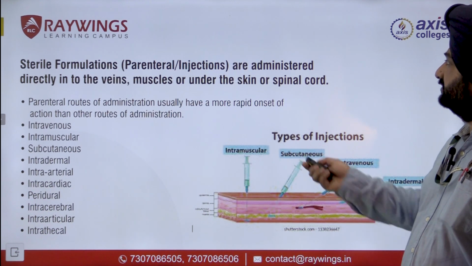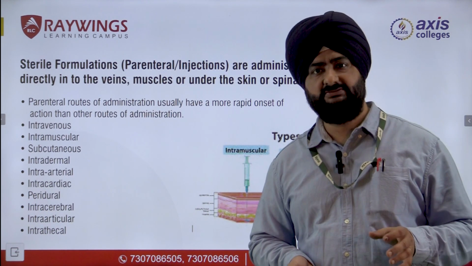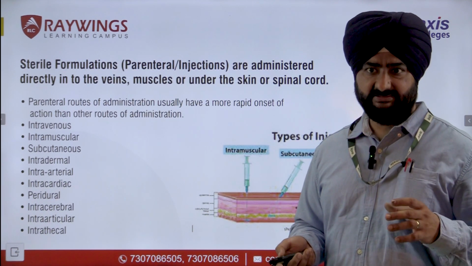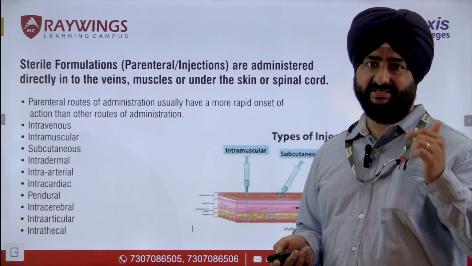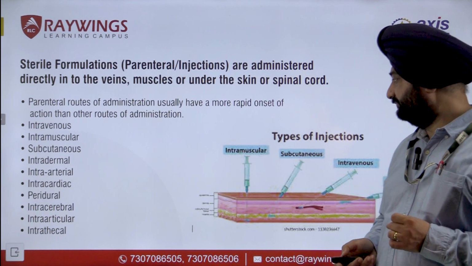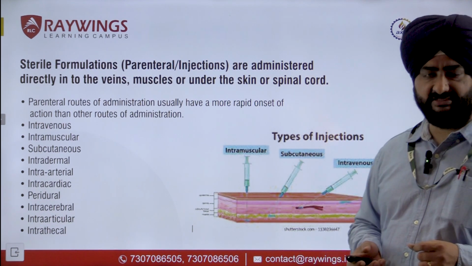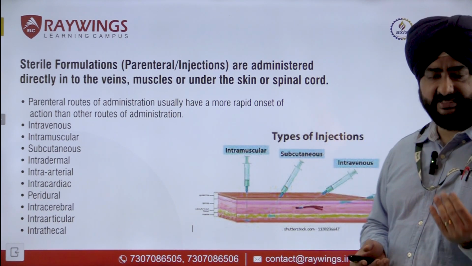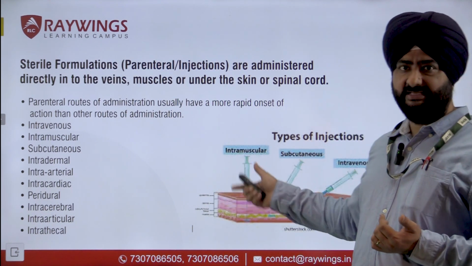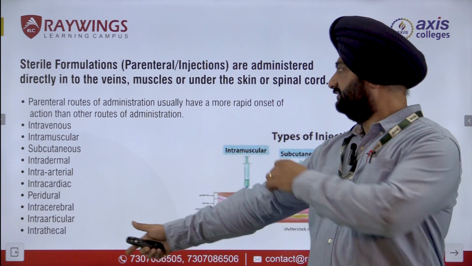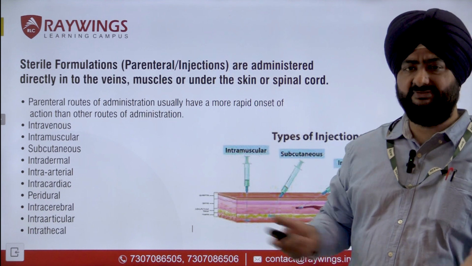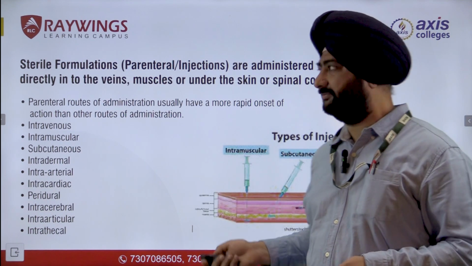Now let's go to sterile formulations. Sterile formulations include all the parenterals and injectables. What are the different types of injectables? That depends on which layer of skin you are injecting into, right? As this diagram shows the structure of the skin, epidermis, dermis, subcutaneous, and so on. In whichever layer we are inserting an injection, its name comes from that, like intravenous, subcutaneous, intramuscular. So different types of injections we're going to cover in this topic.